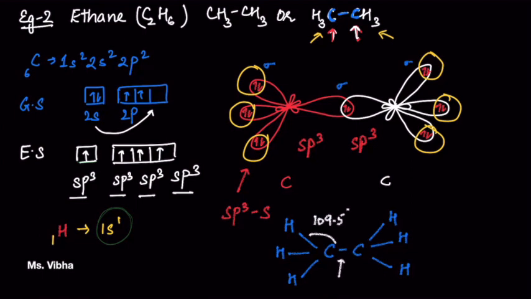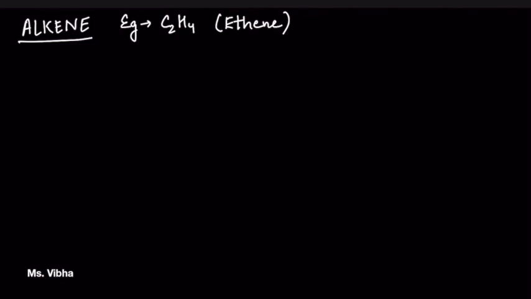This bond length is 154 picometer. This hydrogen bond length is 109 picometer. So this is how we make the shape of ethane. Now, if we take an example of alkenes, which have carbon with sp2 hybridization, the simplest example of alkene that we will be taking is C2H4, which is nothing but ethene.